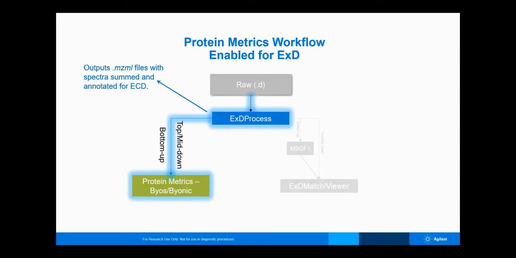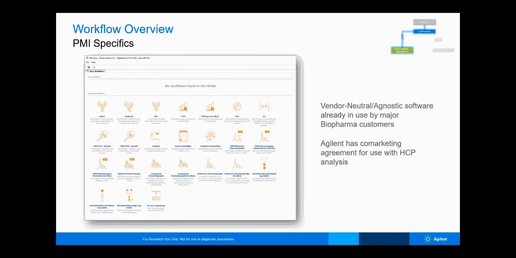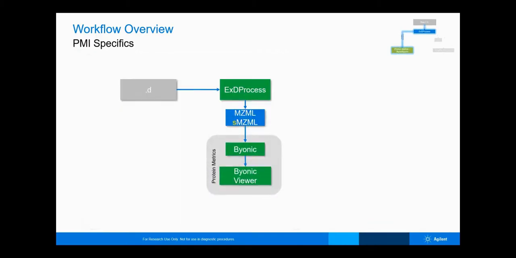Now, today I'm going to be sharing just one of our options. This allows for our raw EXD data to be incorporated directly into your Protein Metrics pipelines. Protein Metrics, or BIOS, as many of you may already be aware, is a vendor-neutral software. It's used by many of our customers already for day-to-day CQA analysis. And Agilent already has a relationship with Protein Metrics as we use their HCP tools as part of our own host cell protein workflow. What we're proposing here is that we also incorporate PTM to process our EXD data.